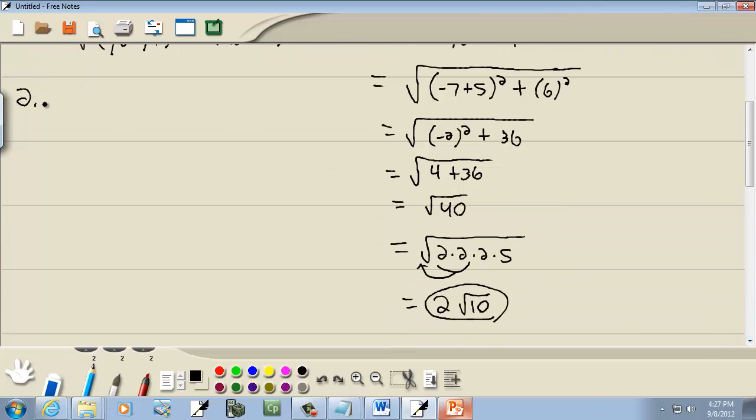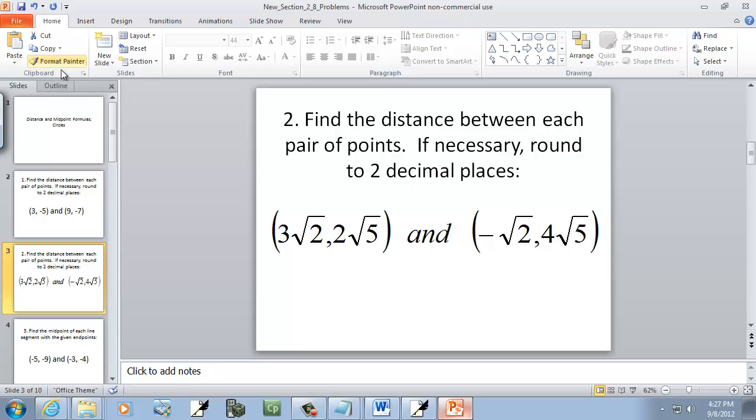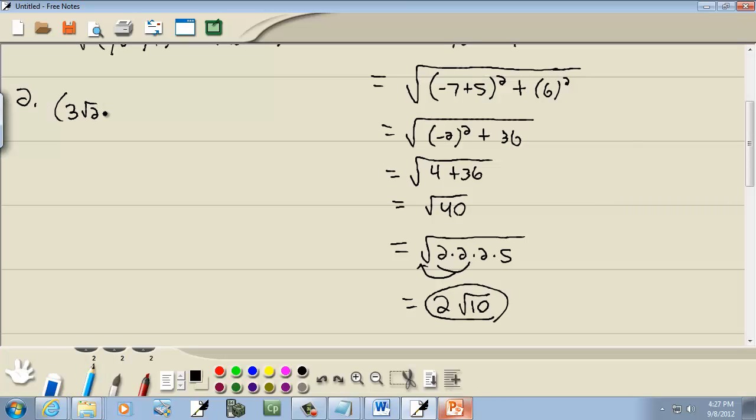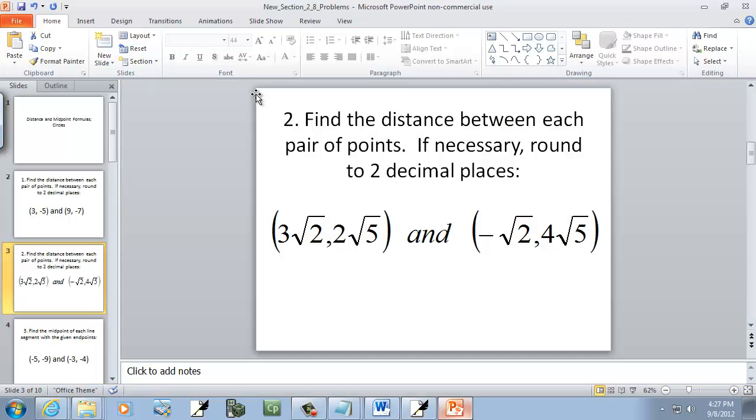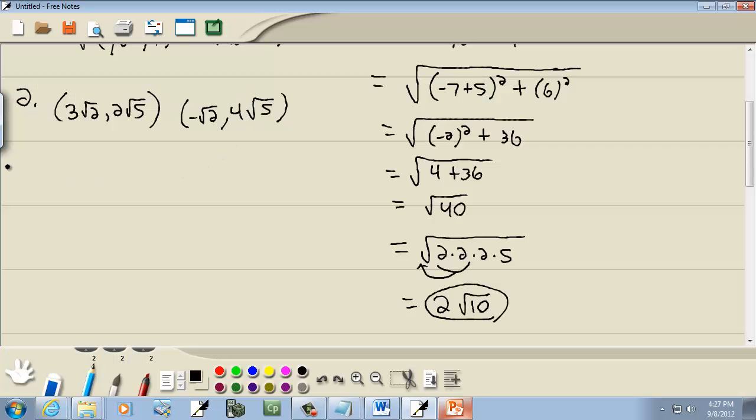Let's look at our second problem. We got 3 square root of 2, 2 square root of 5, and negative square root of 2 and 4 square root of 5. Same instructions, find the distance between each pair of points. So this is our first point, so I'll label that as x1, y1. This is our second point, so that'll be x2, y2.